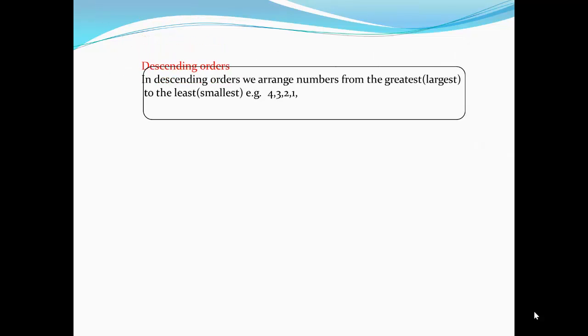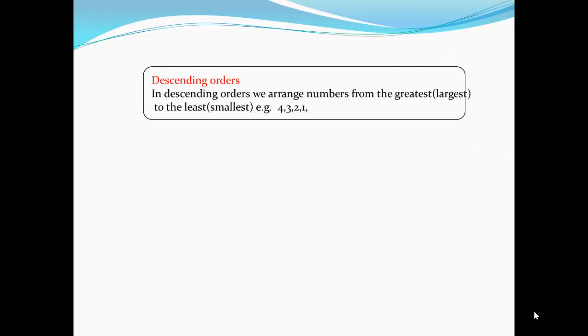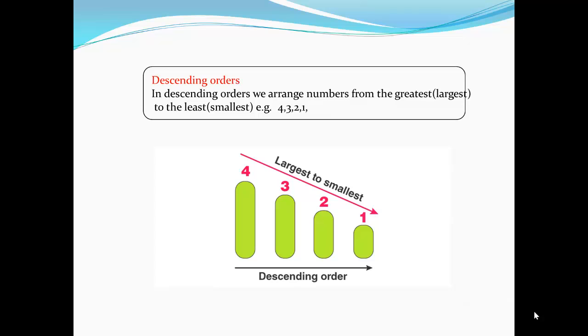Let me practice. But in descending order, it is the opposite, vice versa. In descending, I start from the greatest number till I reach the smallest number. So from the largest or greatest to the least or the smallest. Look at this figure. Here, in descending order, I start from the greatest to the smallest. So the greatest becomes first, and the smallest number becomes the last.